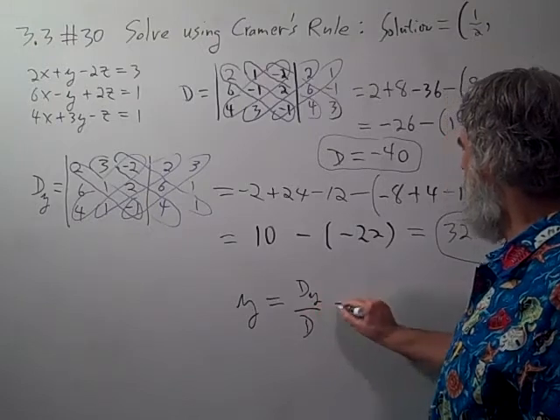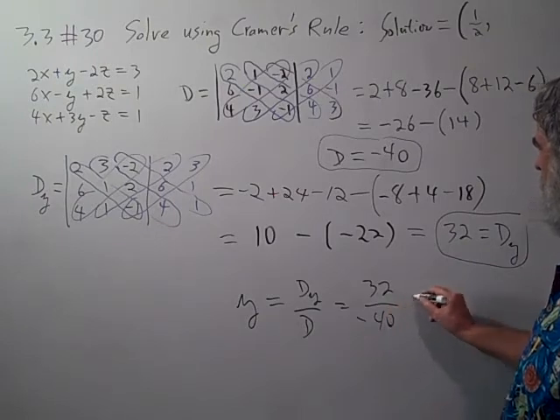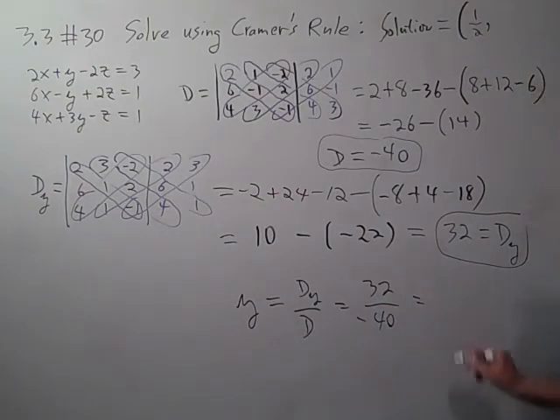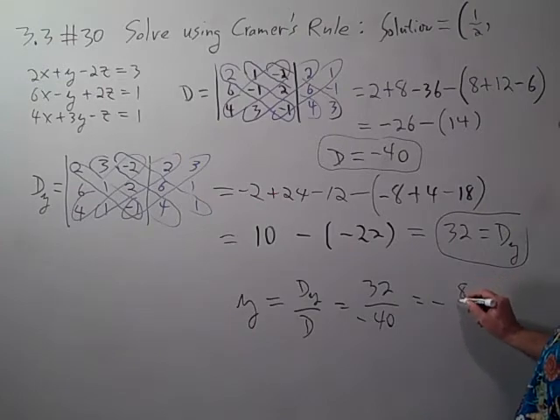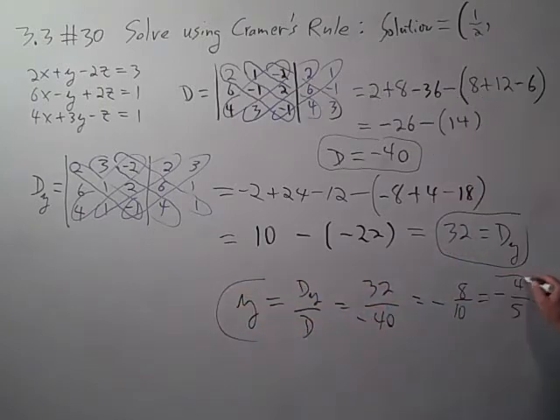D sub y we just found was 32, d was negative 40, and so a positive divided by a negative is a negative. And let's see, how much can we cancel? 4 goes into 32 8 times, and 4 goes into 40 10 times. And we can reduce it further. 2 goes into 8 4 times, and 2 goes into 10 5 times. So the y-coordinate of the point of intersection is negative 4/5, and we can add negative 4/5 up here to our solution point. We have one more coordinate to find, and now we're going to do it.